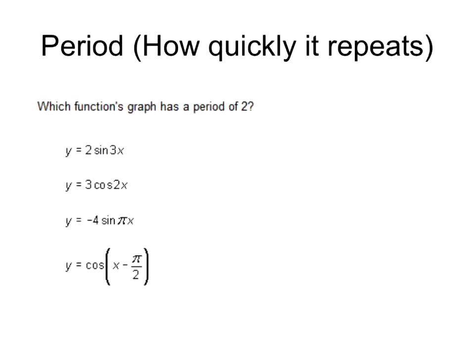If I ask you which function's graph has a period of 2, let's remember that period is how quickly a graph repeats itself or how often it repeats itself. The way that we find period is we take the regular period for the function and divide it by the b value. Just a reminder of where your b value comes from. We covered this at last week's session.